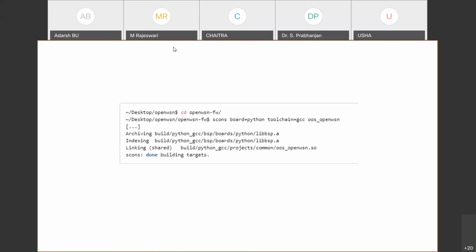This step will completely compile the OpenWSN firmware, as we have given the board as the Python extension module. This will completely build the simulation environment, and it will keep it ready for runtime. Once you are able to execute that command and build the scons build target, our next command is scons runweb simulation. Let me show that.